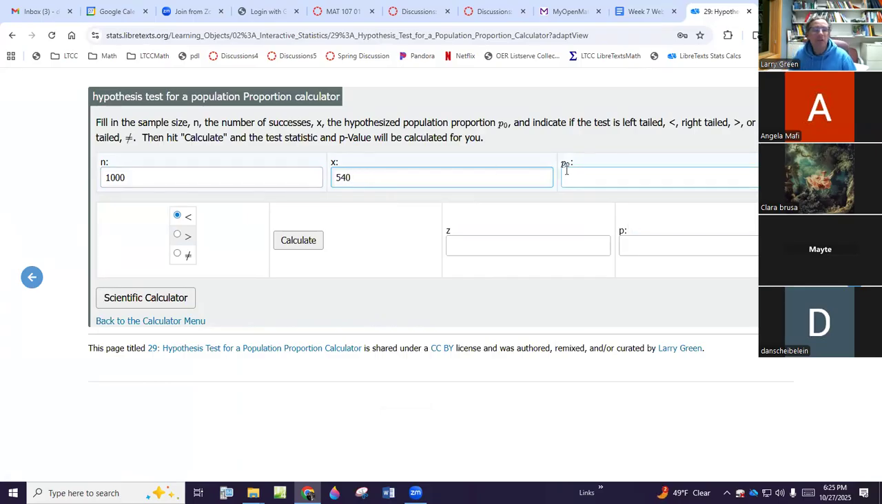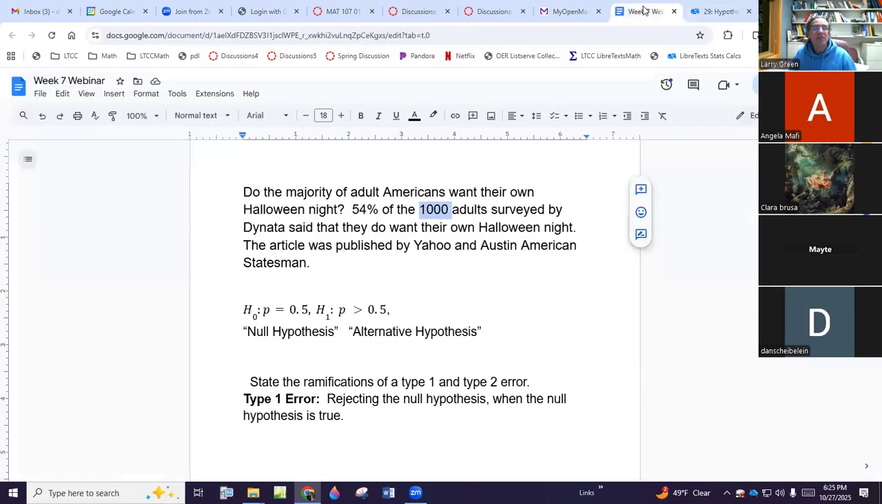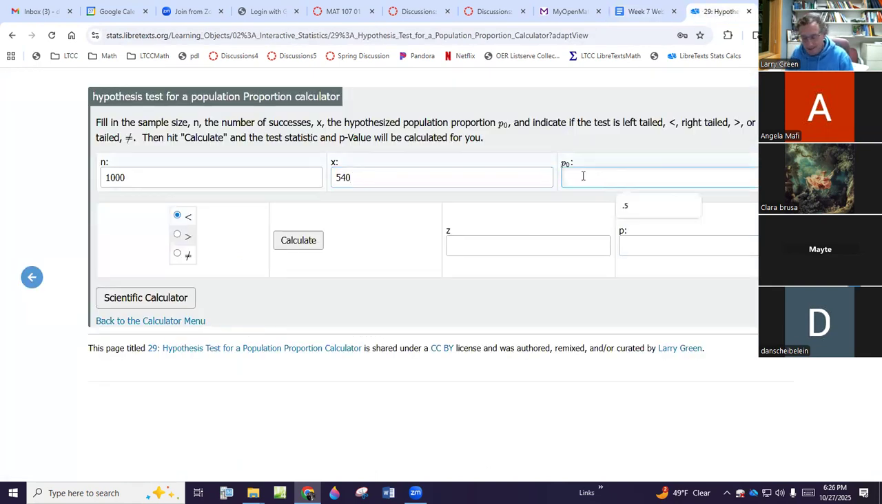Then it asks you for what's called P naught. So here's how you find that. See H naught? It's the P for H naught. Do you see how that works? Most people call it P naught, but I wanted to make it easy. P naught, it says P equals 0.5. So P naught is 0.5. Any questions on that?